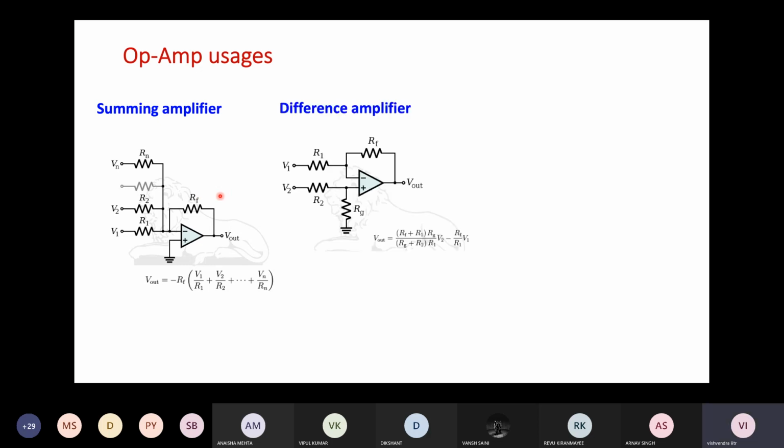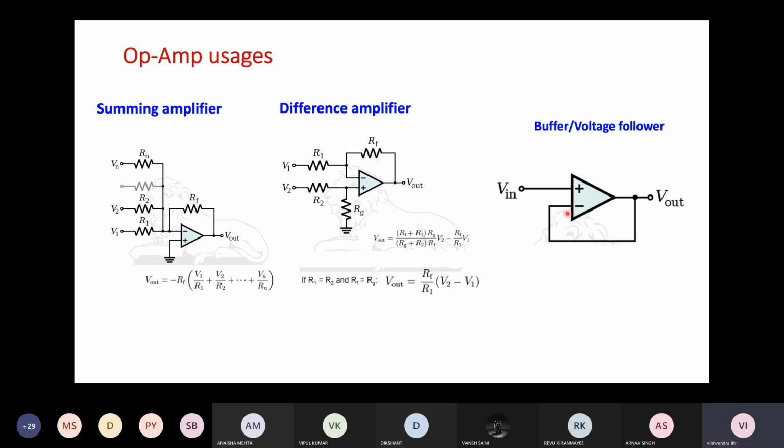Similarly, the difference amplifier. In order to make a difference amplifier, we need to connect one voltage at the inverting input terminal and a second voltage at the non-inverting terminal. If you do the KVL, KCL, this is what we will obtain. So I would recommend all of you to do this actually. This is an interesting calculation.